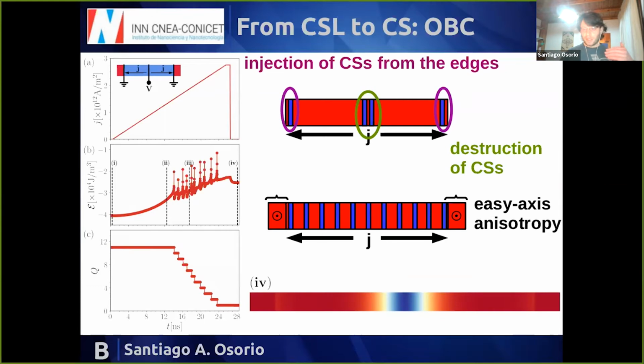But you can induce a strong easy-axis anisotropy in both edges to prevent this injection of chiral solitons. And the phenomenology then results essentially the same as the one shown for the periodic boundary conditions. So I think this is a more realistic situation, and you can take care of this process of creation of solitons. I see. Thank you.